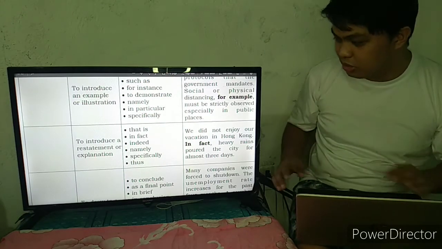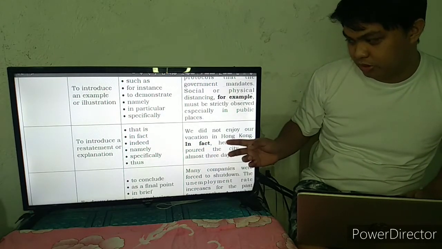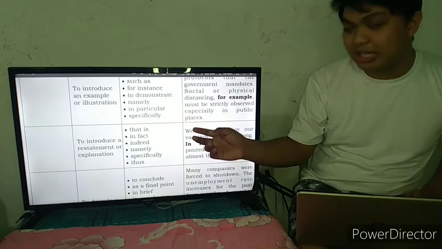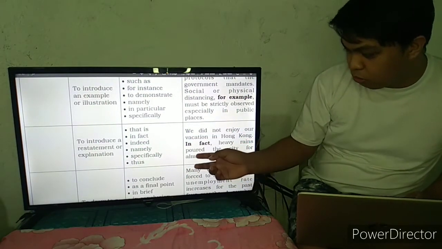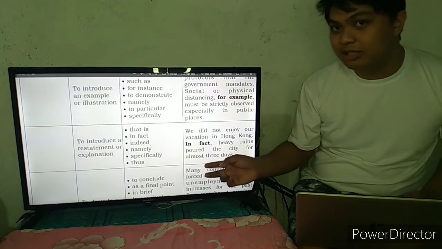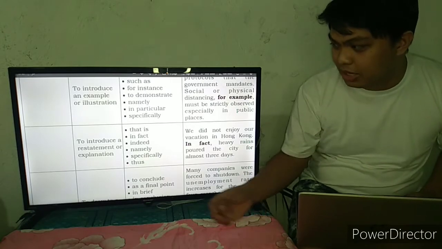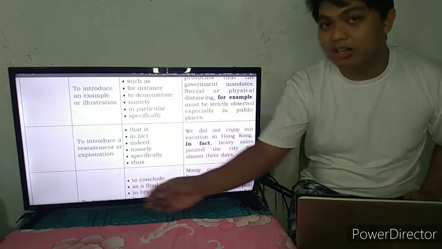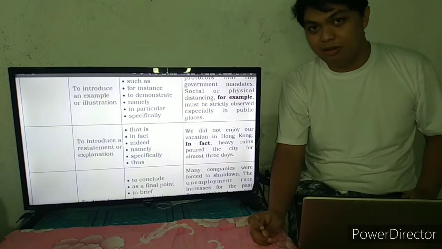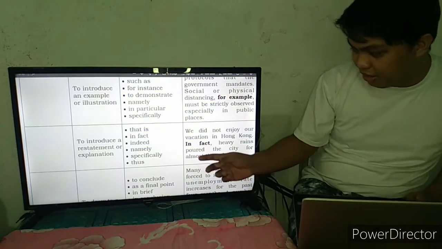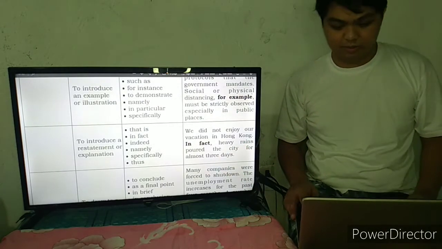So, Tagalogin natin yung sentence. Hindi namin na-enjoy ang aming bakasyon sa Hong Kong. Dahil nga, or sa kadahilanan, ng matinding pag-ulan na umulan sa buong syudad sa loob ng 3 araw. Okay? So, ito yung additives na kung saan ikaw naman ay nag-e-explain or nag-re-statement. Bakit hindi mo na-enjoy ang iyong vacation sa Hong Kong? Because, or in fact, heavy rains poured in the city for almost 3 days.